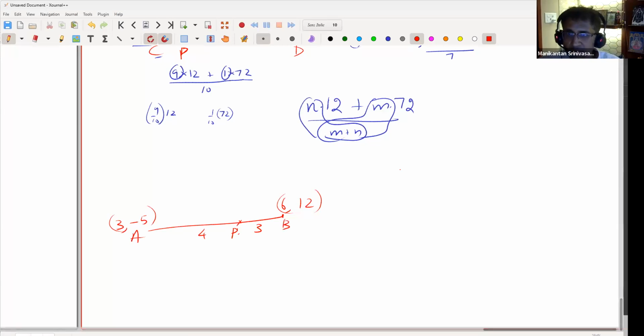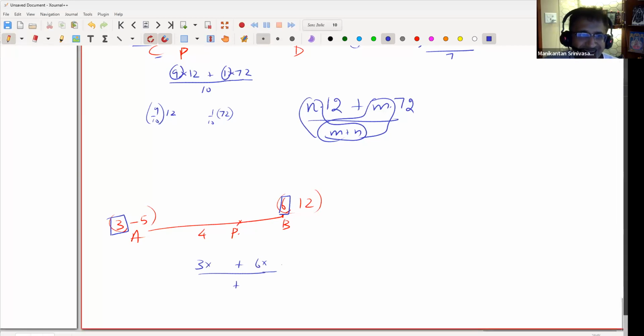First I'll focus on the x. Whatever I do for the x coordinate, I'll do the same for the y coordinate. So 3 and 6 are the x coordinates. So it's going to be 3 times something plus 6 times something, upon something plus something. This is the weight associated with the 3. Okay, fine, I'll change this ratio to, how about 5:2? So in the ratio 5:2.